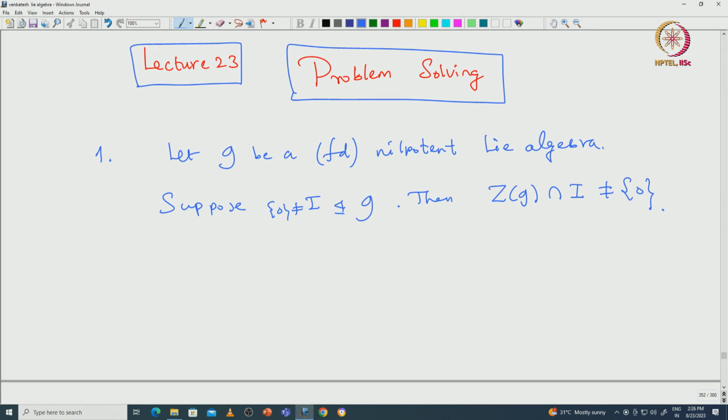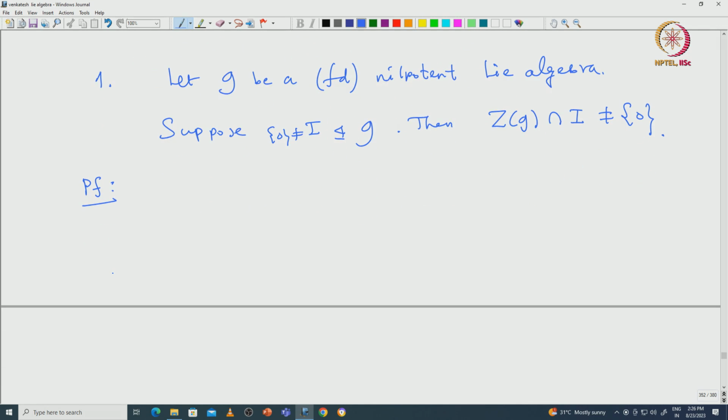So this actually directly follows from Engel's theorem. So let us prove this. So what is the proof? So we can actually look at the action of G on I via the adjoint action, and then we have some information about that action. We will just use that information to conclude this. So note that G acts on I via adjoint action.